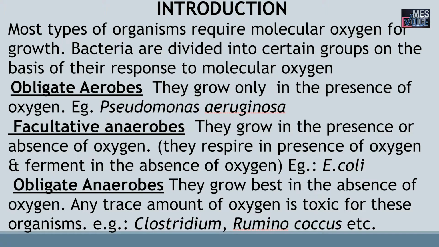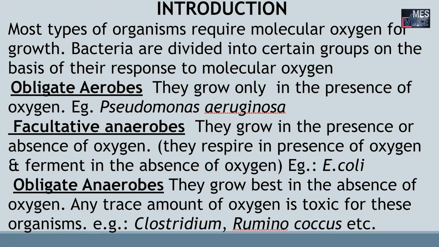We have discussed that there are various types of organisms that require oxygen for their growth, whereas some organisms do not require oxygen for their growth. Based on the requirement for oxygen and toxicity of oxygen, these organisms are classified into certain groups. Among them, the first one is the obligate aerobes. These organisms grow only in the presence of oxygen, and the best example is Pseudomonas aeruginosa.